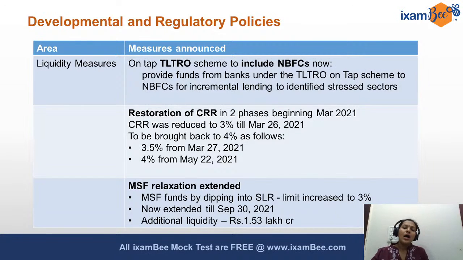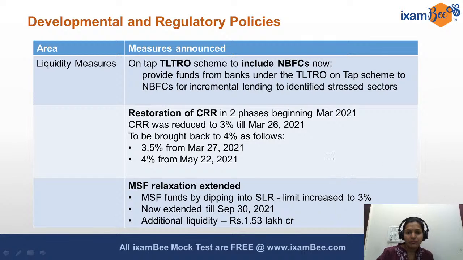The third point is about the MSF, the marginal standing facility. This was another relaxation that was given. CRR relaxation is being rolled back in a phased manner, while MSF relaxation has been extended. Here, banks avail funds using the MSF window by dipping into the SLR. There are statutory liquidity requirements, certain investments that fall under the SLR, which are basically your G-Secs, gold and cash. Against investments made in these, the banks can borrow under the MSF window to the extent of 2% of their NDTL. However, during COVID times, this limit was increased to 3%.